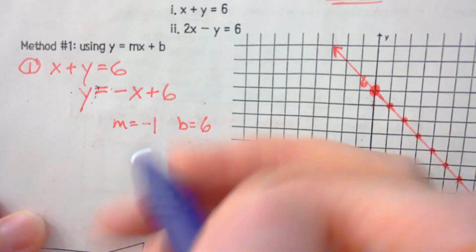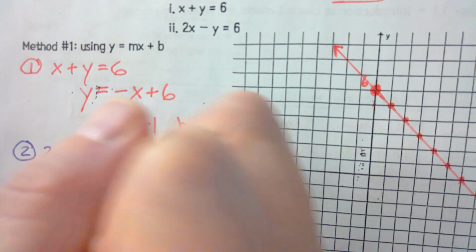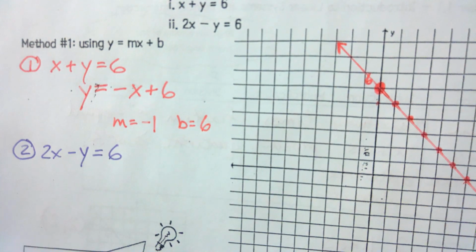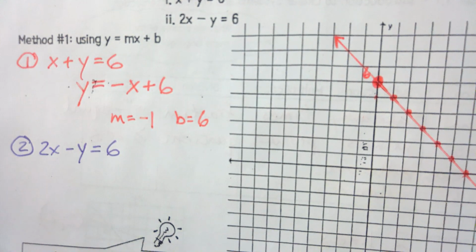Second equation. 2x minus y equals 6. And it will help if you have two different colors as well.